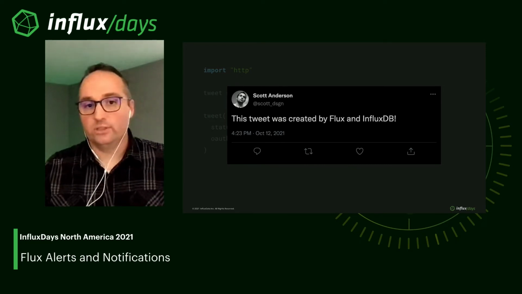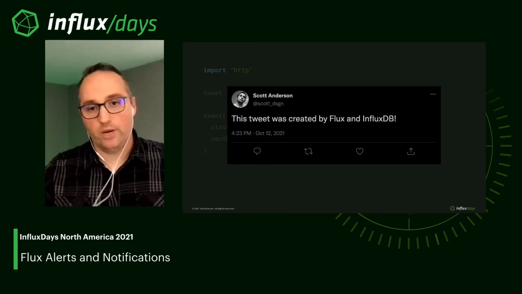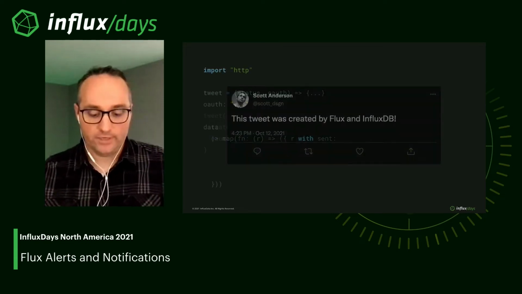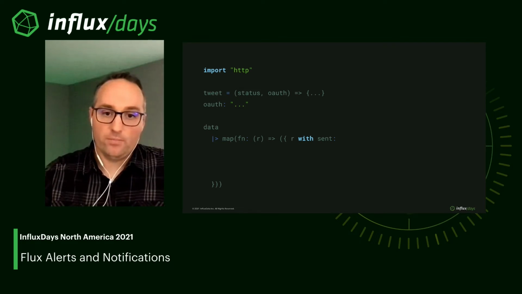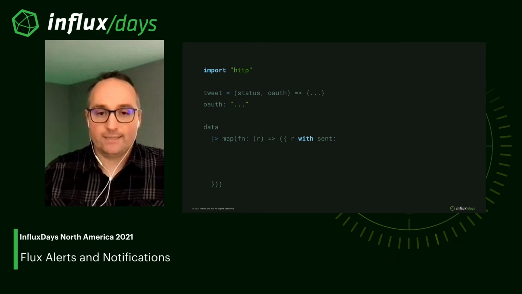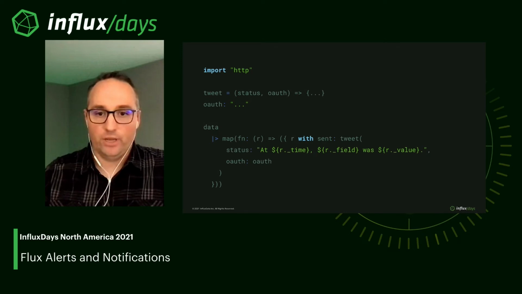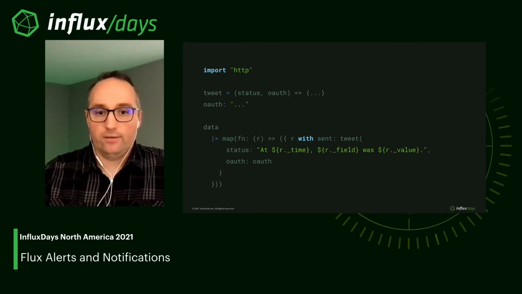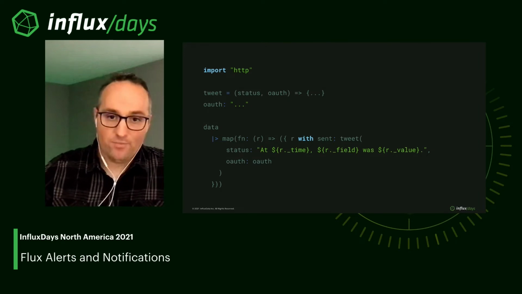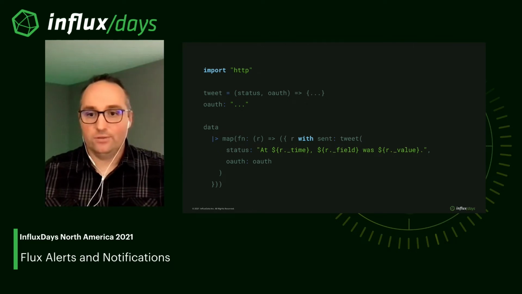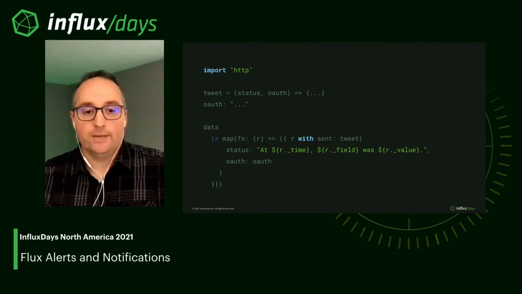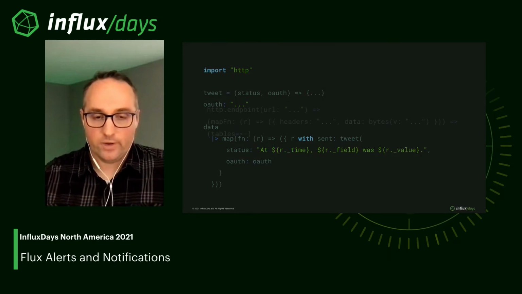Even though you're building these custom functions to interact with external services, you can still use the three different conventions that we've talked about today. With the map convention, you use that custom function inside of a map function. Again, I'm appending the sent column, and I'm executing that tweet function using data from within the input rows. In this case, at whatever time is included in the input row, r.field was r.value, and it will tweet that. And I provide my OAuth credentials as well.